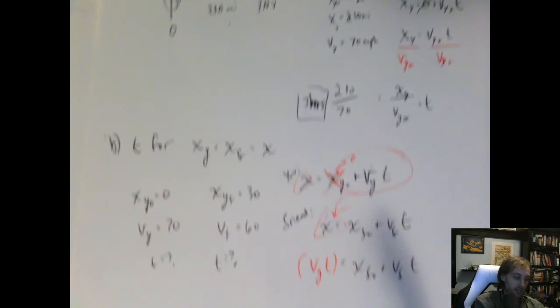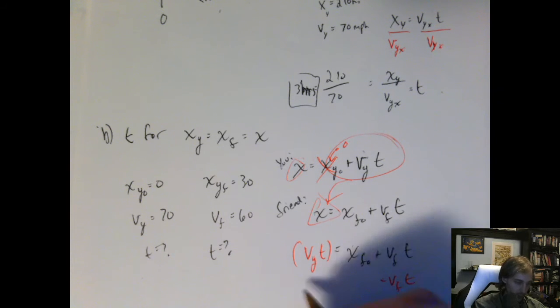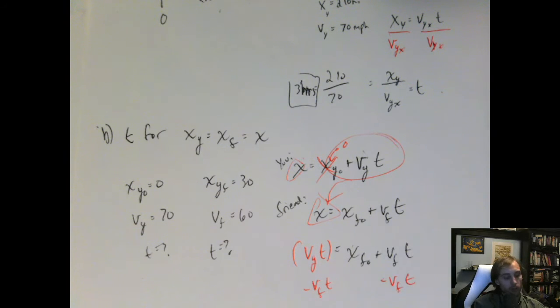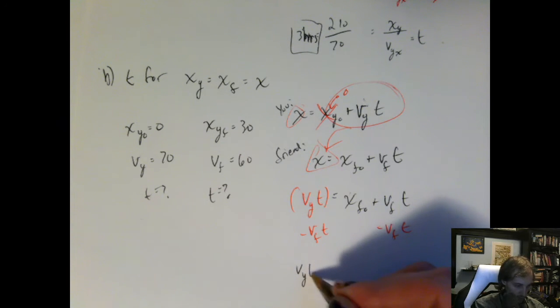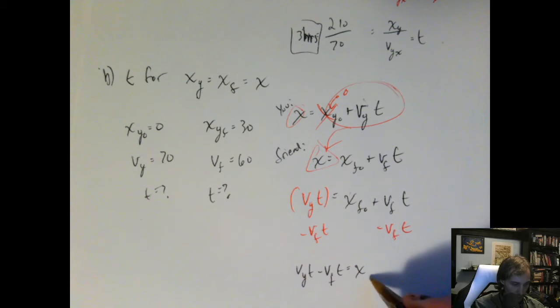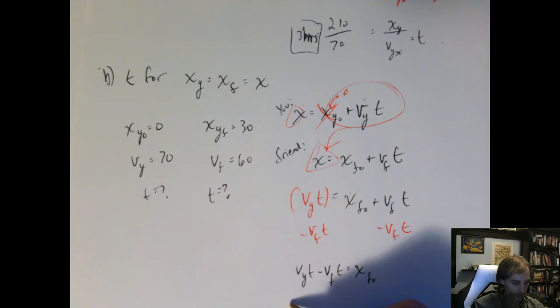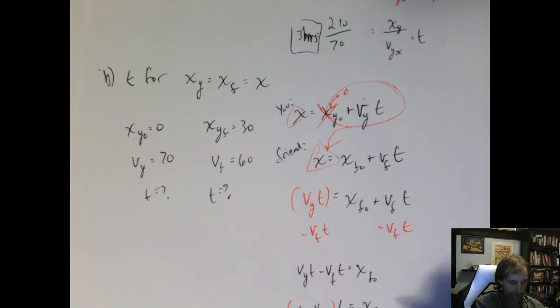So now if we want to solve for time, first step is going to be to get everything with a time on it to the same side as each other. Just going to go ahead and bring that to the left via subtraction. That'll give us something like the velocity of u times time minus the velocity of your friend times time will equal the initial position of your friend. And then all we have to do is factor out. And when we do that, we'll get the velocity of u minus the velocity of your friend times time is equal to the initial position of your friend.